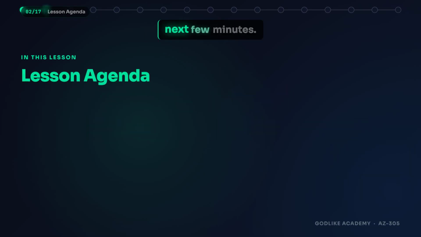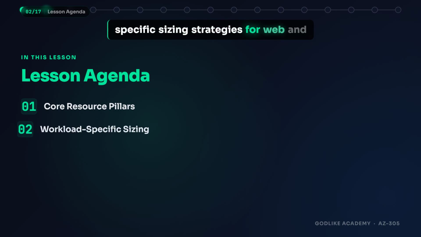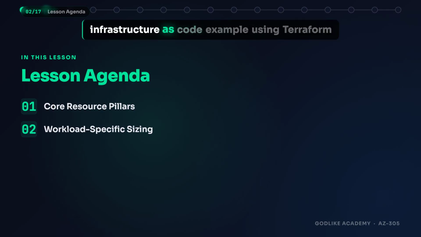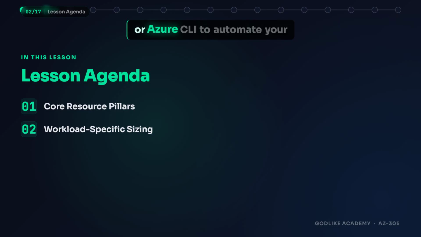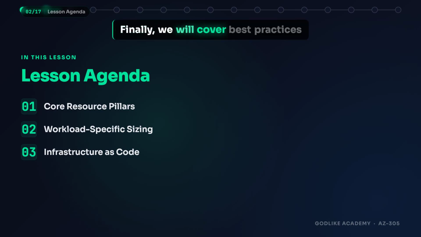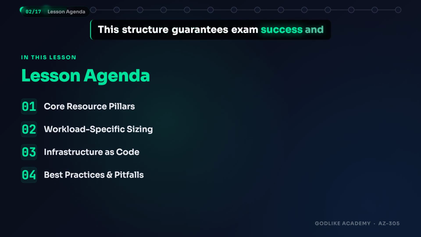Here is our plan for the next few minutes. We will start by looking at the 4 core resource pillars that define a VM. Then we will dive into workload-specific sizing strategies for web and database servers. Next, we will walk through an infrastructure as code example using Terraform or Azure CLI to automate your choices. Finally, we will cover best practices and common pitfalls like right-sizing thresholds to watch out for on the exam. This structure guarantees exam success and prevents expensive cloud waste.